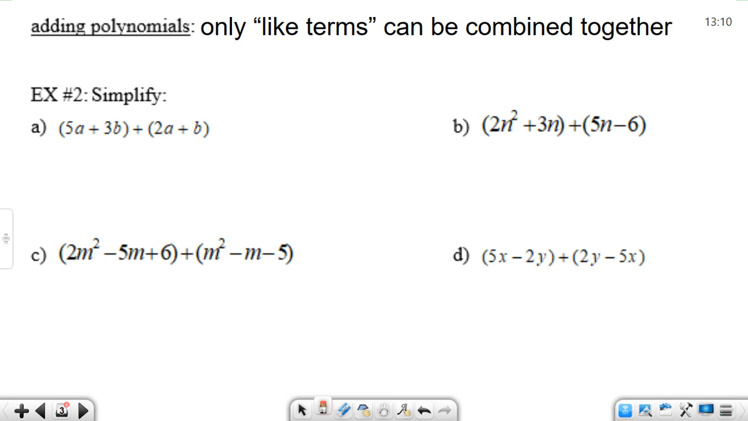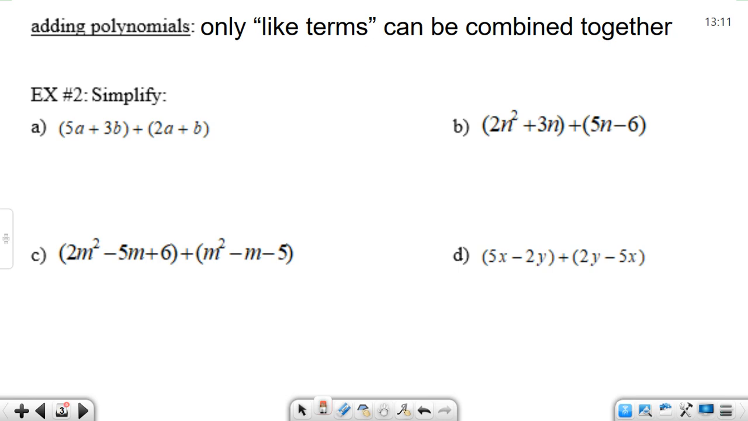So let's get right into adding polynomials. Now, guys, when we add polynomials, we can only combine together the like terms. So only like terms can be combined together. Now, as we go and we add these polynomials, I will be bringing up some terms that we talked about in section 1: monomial, binomial, trinomial, etc. So be prepared for me to use those terms as we proceed.